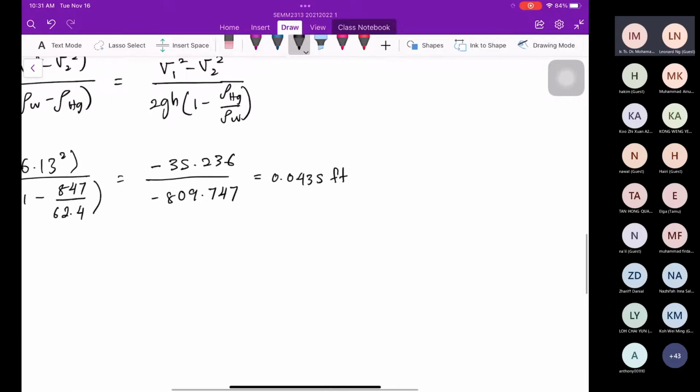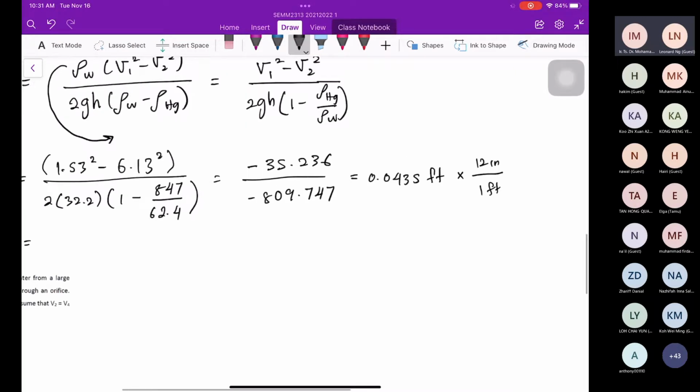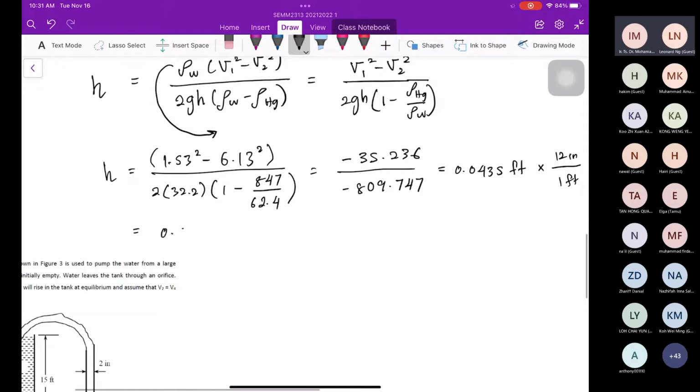So I want to convert it back into inches. Just multiply by 12 inches per 1 foot. I will get 0.522 inch. Okay, any questions so far?